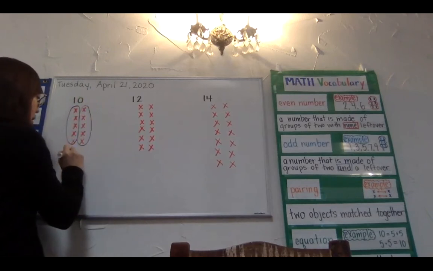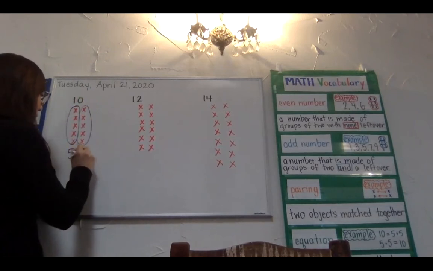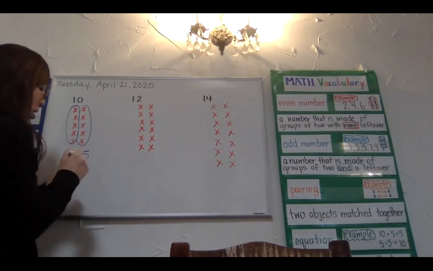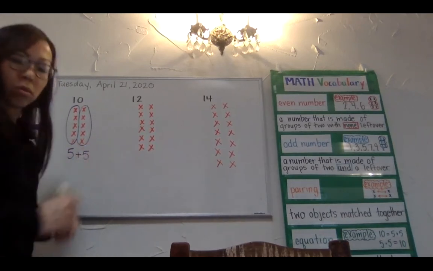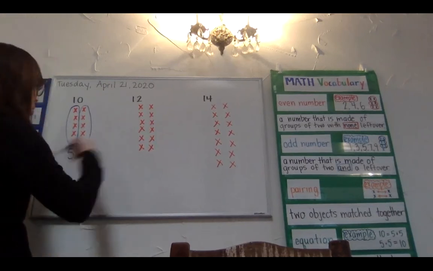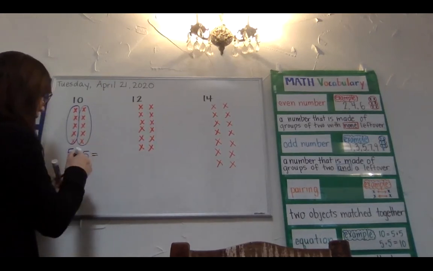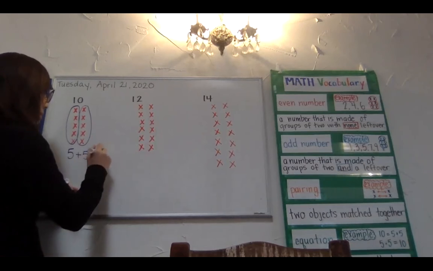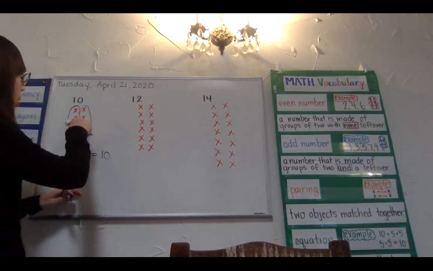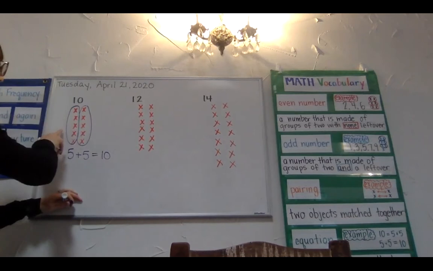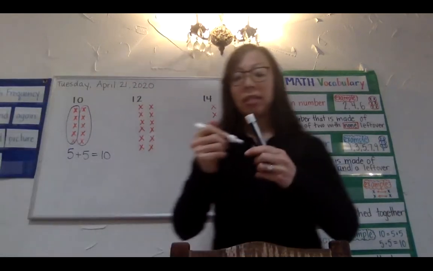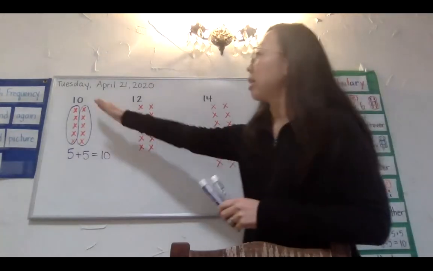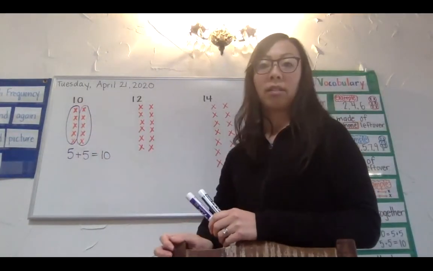So when I make an addition equation, I could say 5 plus 5 equals, oops, wrong color, I'm gonna use this one, equals 10. Because we knew this was 10, right? 2, 4, 6, 8, 10, or we could say 5, 10. Either way, it's the same thing. We know the number is actually 10. There's 10 X's on this board.